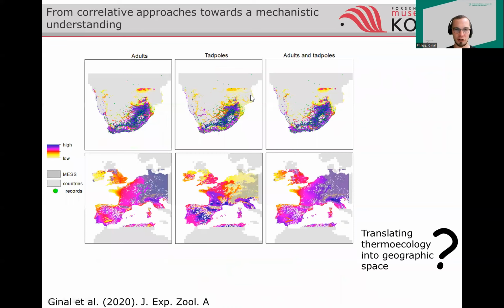And here we have the results of our mechanistic models, here for adult frogs, for tadpoles, and for both together. The prediction for South Africa fits quite well to the real distribution of the species, which is a very good sign. And for Europe, we predicted that especially the Mediterranean and oceanic climate zones are very suitable for Xenopus. We found that almost 2 million square kilometers provide suitable climatic conditions in Europe, which is almost twice the maximum predictions from the correlative approaches.